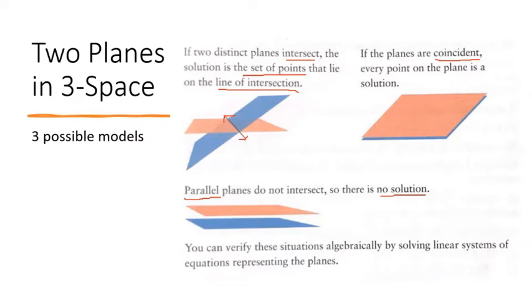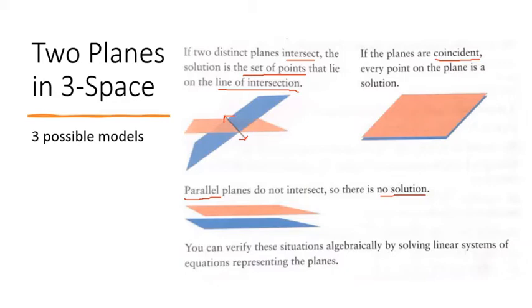And even if you were to take the blue plane and twist it, all you would be doing is moving that line of intersection. As long as it's not parallel and not coincident, they will intersect, and there will be a line of intersection with an infinite number of solutions, but all of the solutions will follow along that line.